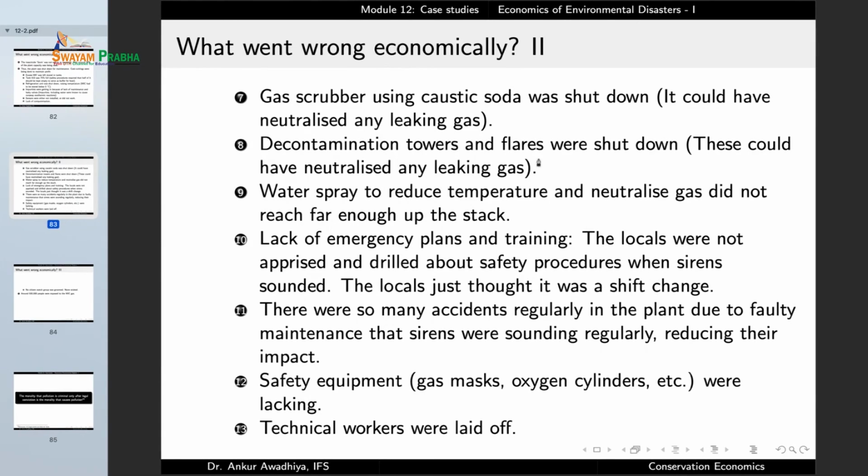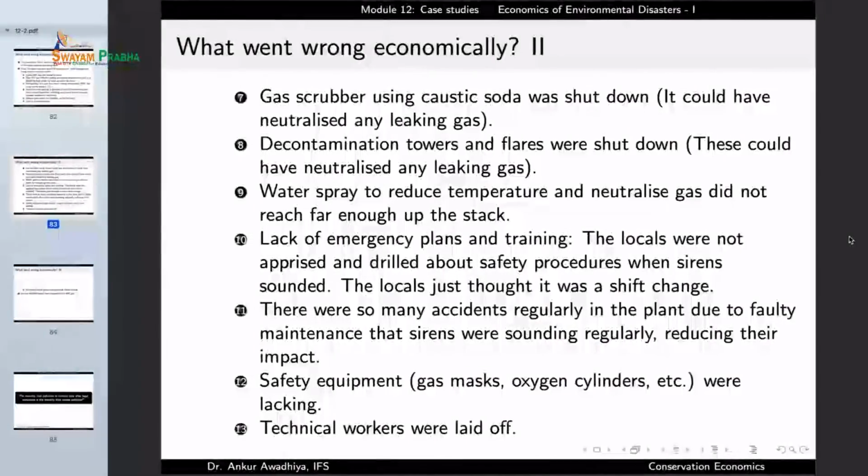The decontamination towers and the flares were shut down. These flares are something like a big tower on top of which a flame is always burning, so that if any amount of gas gets leaked, that gas will get burned in that flame. But these flare towers were also down. Why? Because why waste money in lighting up a flare tower? Water spray to reduce the temperature and neutralize the gas did not reach far enough up the stack. So we are observing a large number of deficiencies.